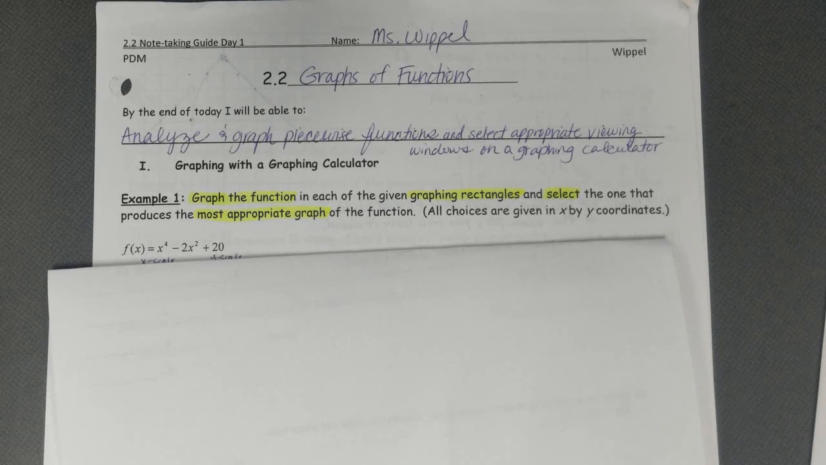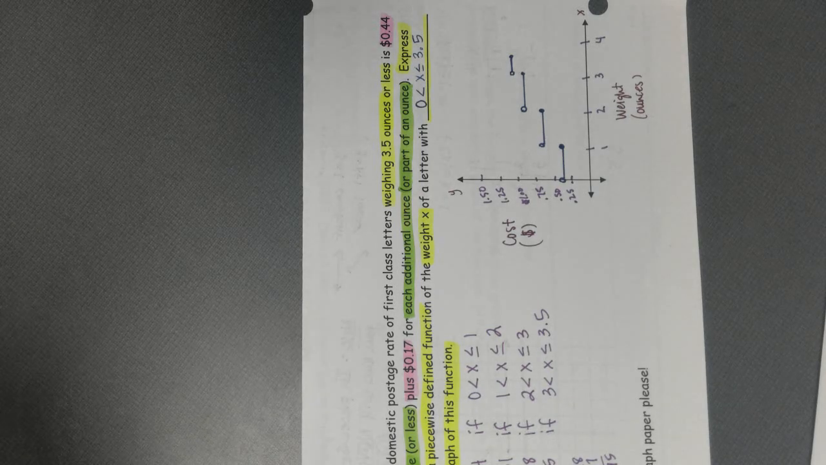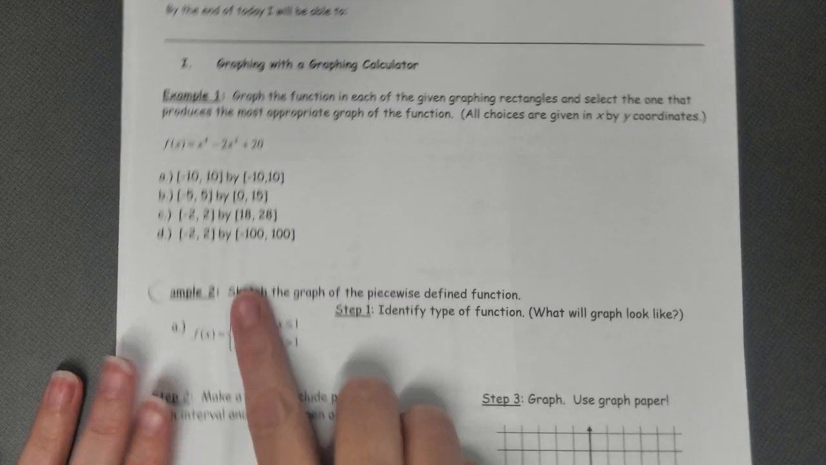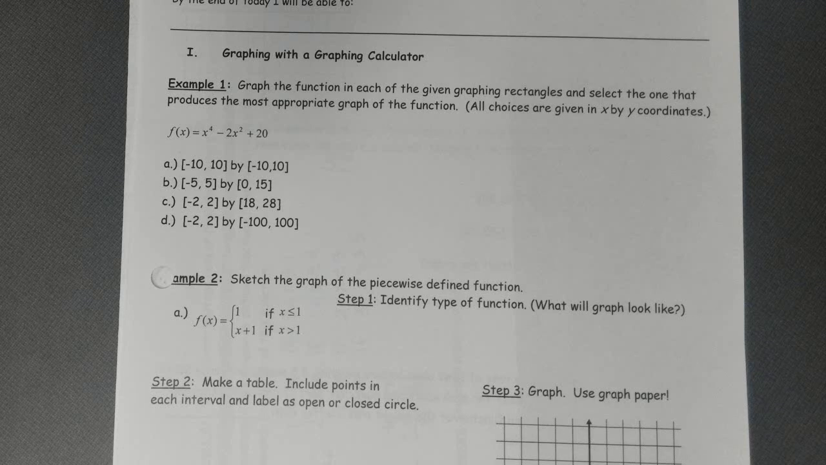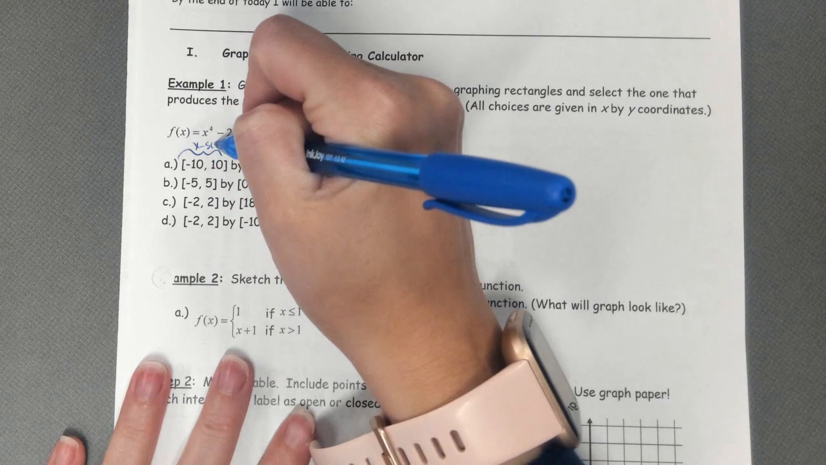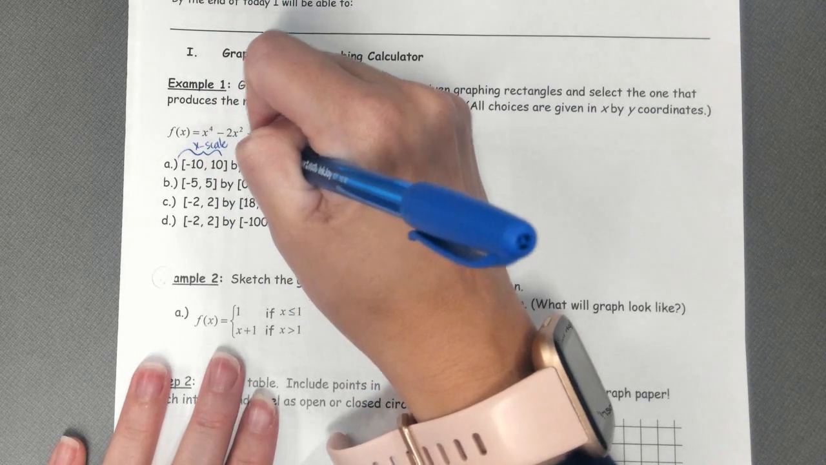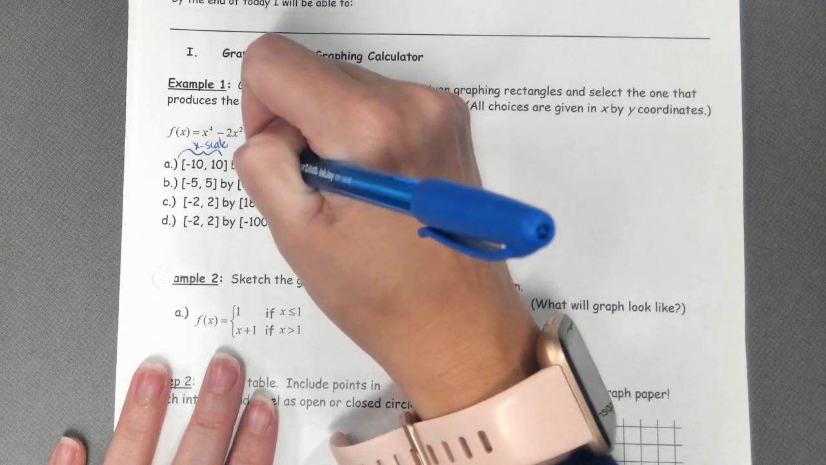So we are going to analyze and graph piecewise functions today, and the first thing we're going to do is talk about the appropriate viewing windows on a graphing calculator. Alright, so this is going to be a multiple choice question. So when you're graphing, this is going to be your X scale and then your Y scale.